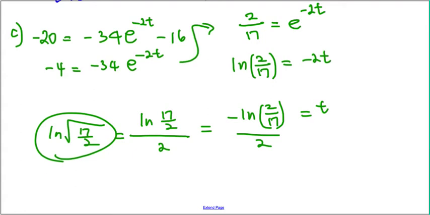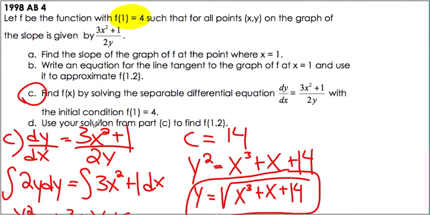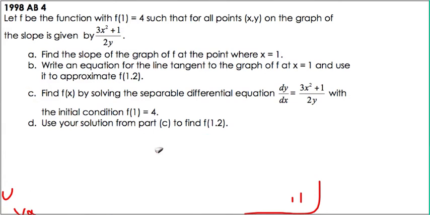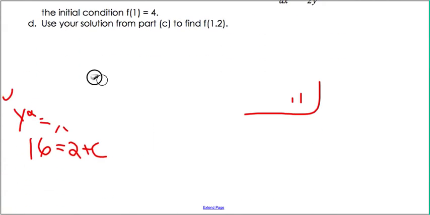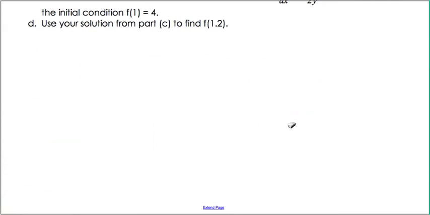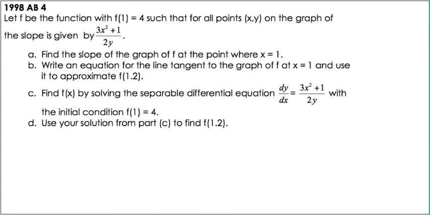All right, let us look at the next question. I'm going to try to redo it by erasing everything here. All right, so let's get started. Let f be the function where this is the initial condition, f of 1 equals 4.